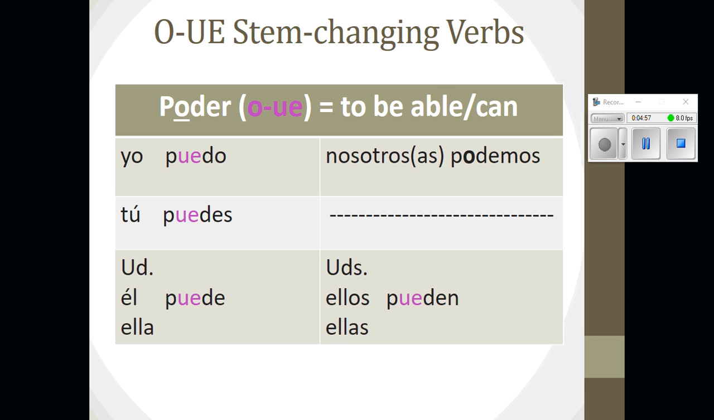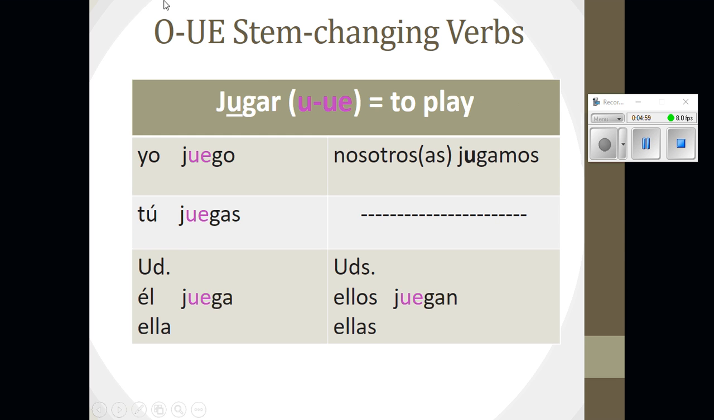Let's go ahead and make sure we have this verb jugar on our note guide as well because it is special. It is not an O to UE, it's a U to UE because jugar does not have an O in the stem to change. But I do want to make sure that you know that this one is a stem changer.